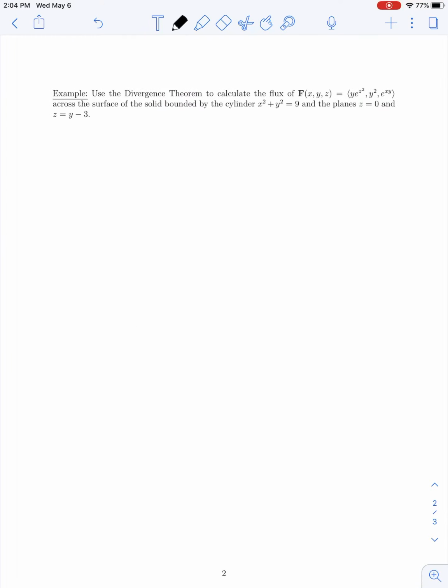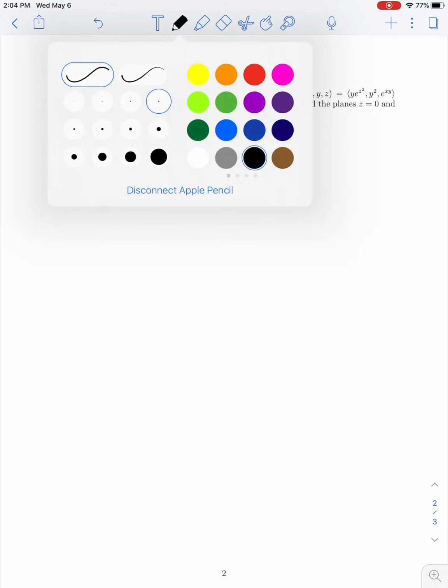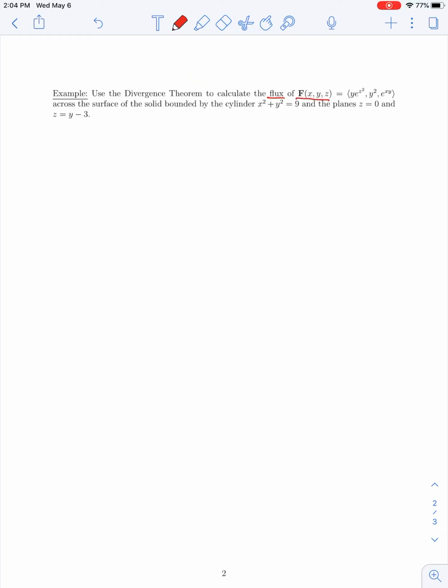In this last example, we are asked to use the divergence theorem to calculate the flux of the vector field F of x, y, z, whose component functions are given, across the surface S, which is the surface of the solid bounded by the cylinder x squared plus y squared equals 9. So a circular cylinder of radius 3, centered along the z-axis. And this solid is also bounded by the planes z equals 0, that is the xy plane, and the plane z equals y minus 3.